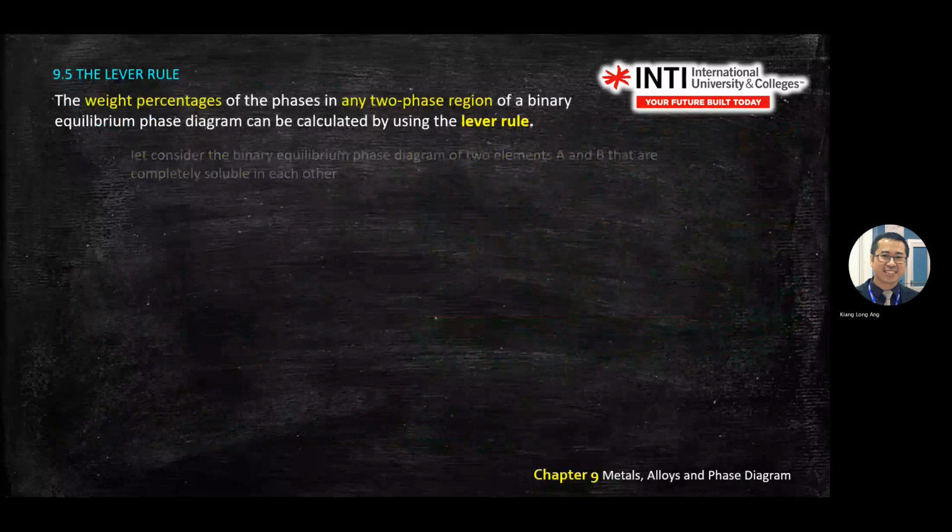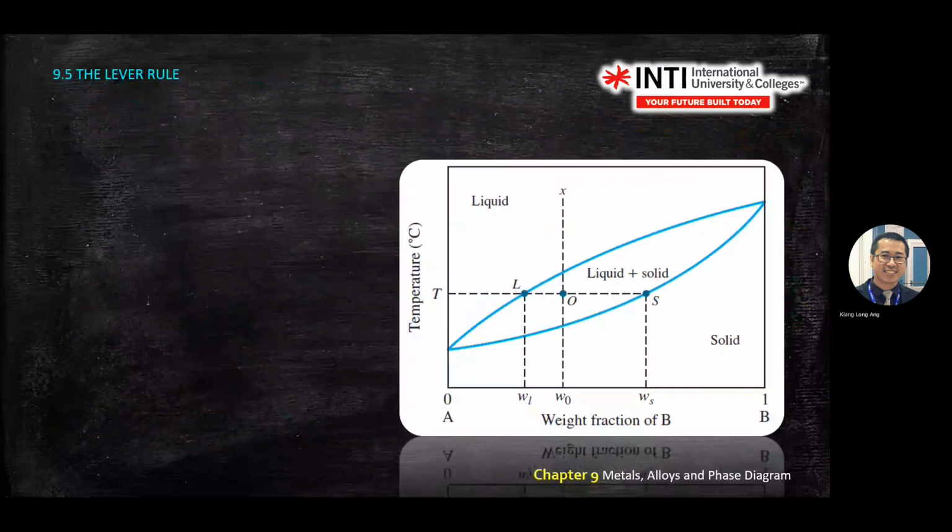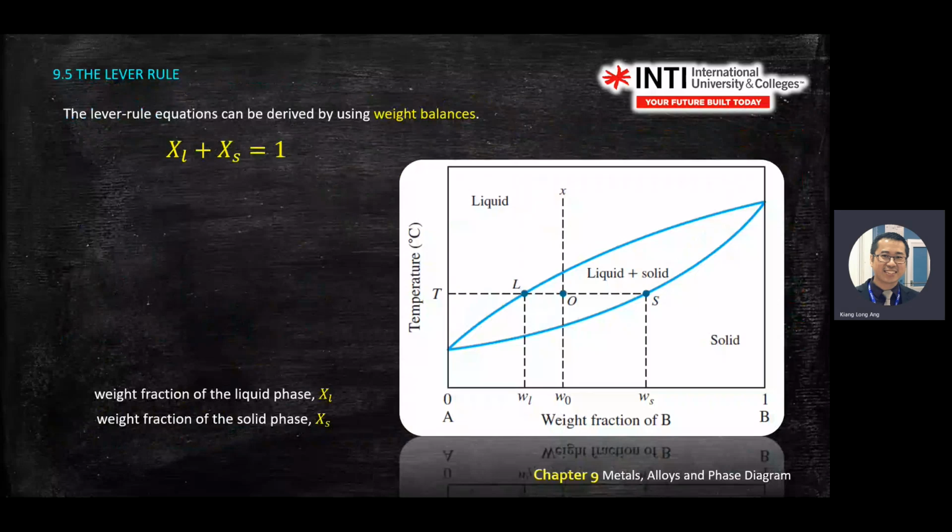So the first equation in level rules is XL plus XS equals 1. X is the weight percentage. Weight percentage of liquid and solid gets 1. Then we focus on liquid. You rearrange the equation. You push the solid to the right-hand side. Or you can put your liquid to another side. But this is the fundamental equation we use.